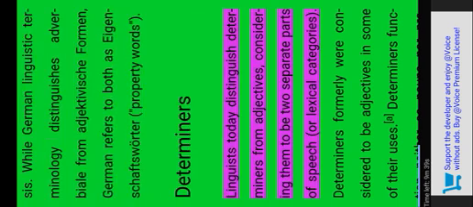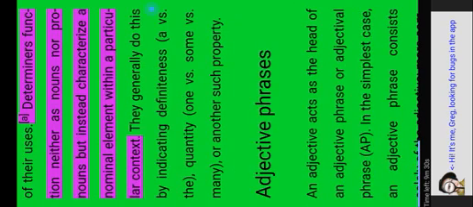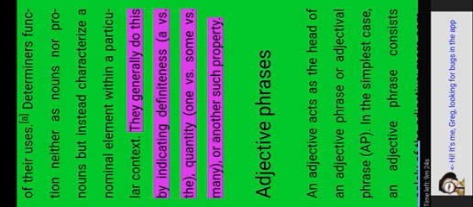Determiners. Linguists today distinguish determiners from adjectives, considering them to be two separate parts of speech or lexical categories. Determiners formerly were considered to be adjectives in some other uses. Determiners function neither as nouns nor pronouns but instead characterize a nominal element within a particular context. They generally do this by indicating definiteness, "a" versus "the," a quantity, "one" versus "some" versus "many," or another such property.